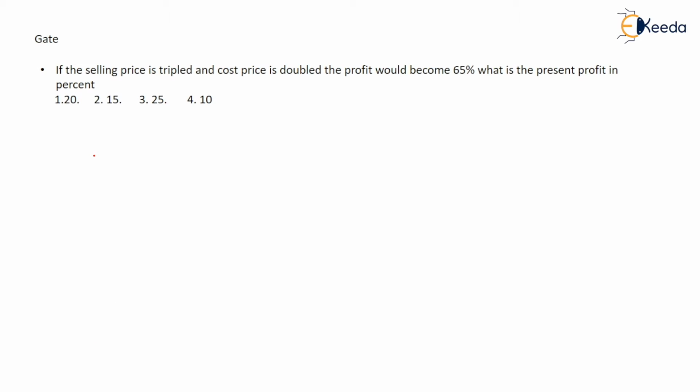If the selling price is tripled, the cost price is doubled, but the profit would become 65%. What is the present profit in percentage? Suppose there is an object of 100 rupees, and the cost price is doubled, meaning two times, and the selling price is tripled. Selling price you don't know, so let's keep it at x. Tripled, the profit would become 65%.